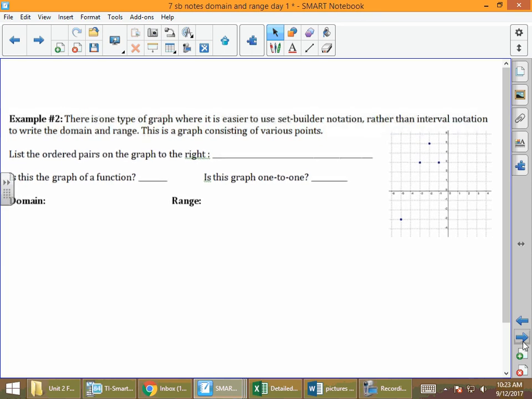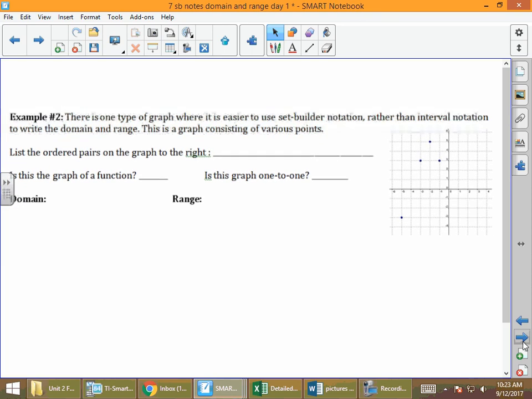But as we look at this next one here, this is one type of graph where it's easier to use set builder notation rather than interval notation to write the domain and the range. And what it is, it's a graph, as we can see, that's got 1, 2, 3, 4 points on it. So the first thing that we can do on this graph is we can list the ordered pairs from the graph. They don't have to be in the same order as me, but we want to make sure that we list them all if you're working ahead.